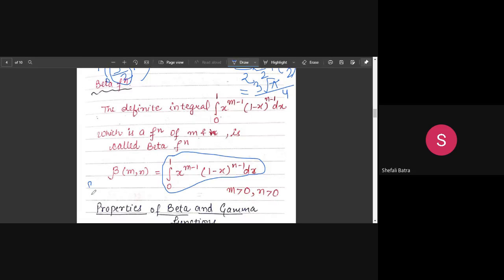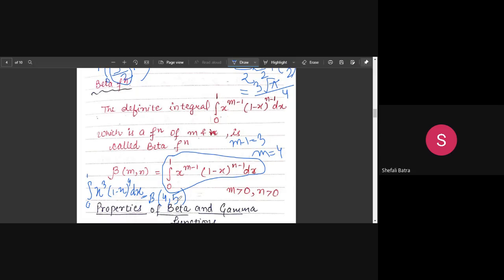For example, if I'm writing integral 0 to 1 x cube into (1 minus x) power 4 dx, write this integral in terms of beta function. So what would it be? Beta. Now compare m minus 1 with 3. So m minus 1 is equal to 3, and from here m is equal to 4. So you'll be writing here beta 4, comma, n minus 1 is equal to 4, that would be equal to 5. So the value of this integral in terms of beta is beta 4, comma 5.